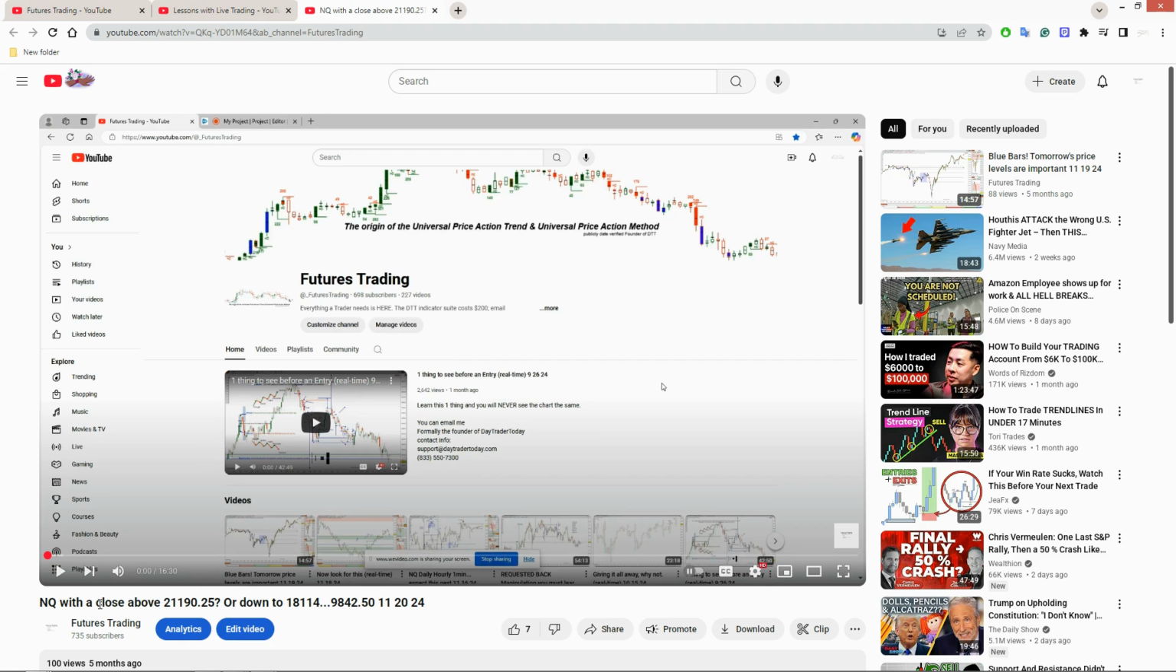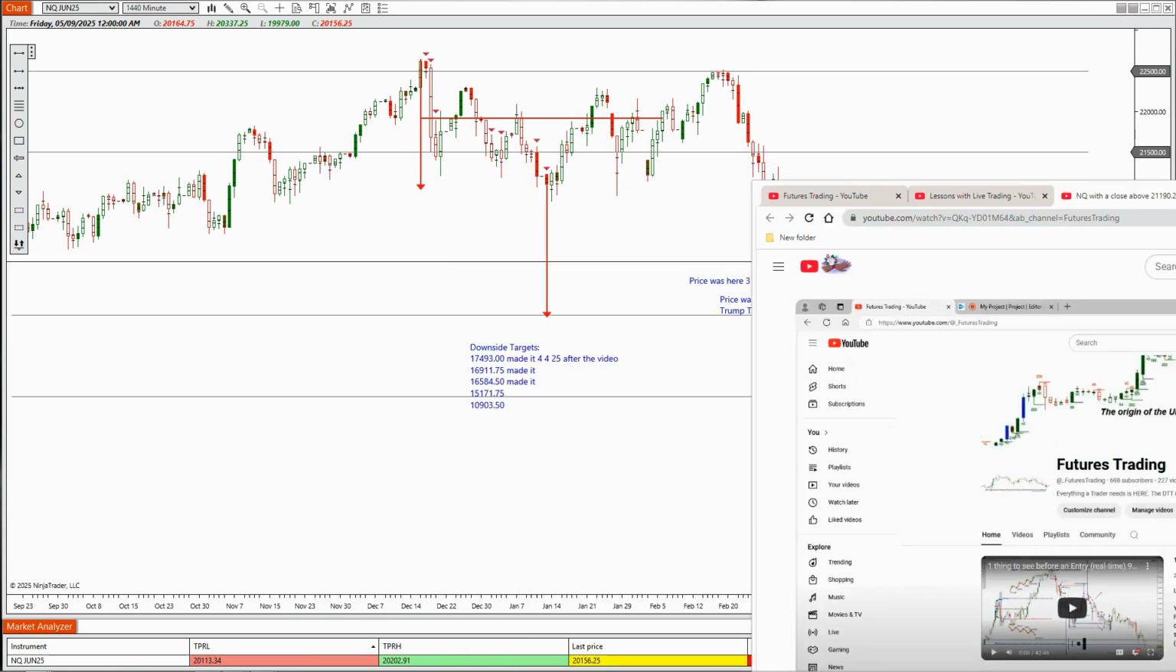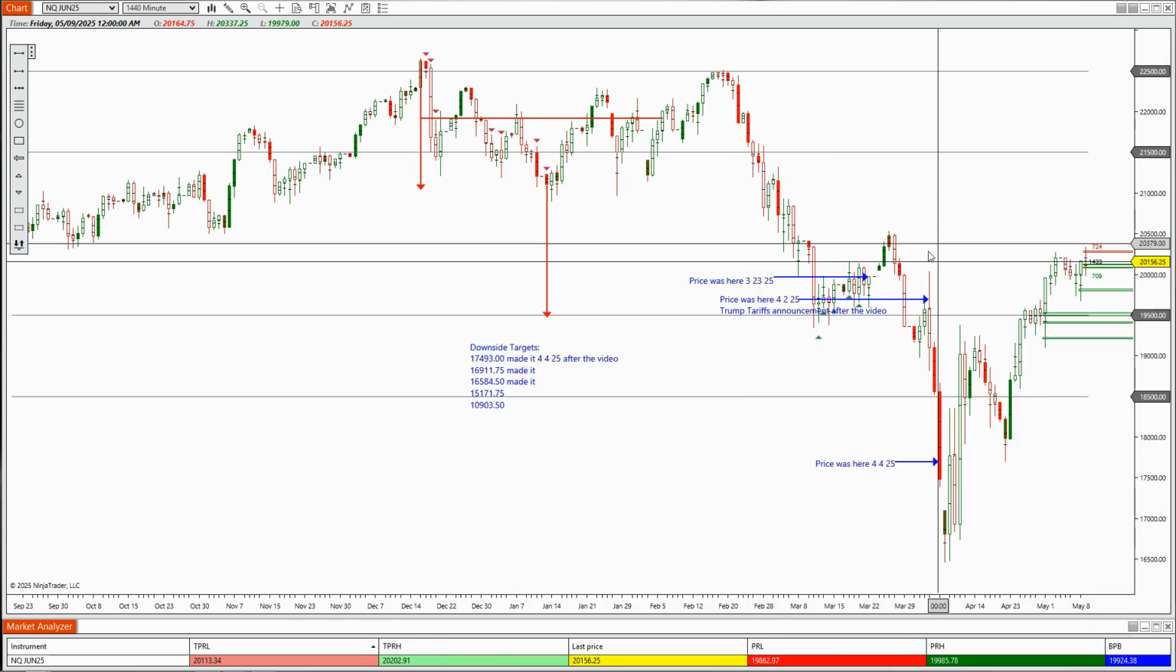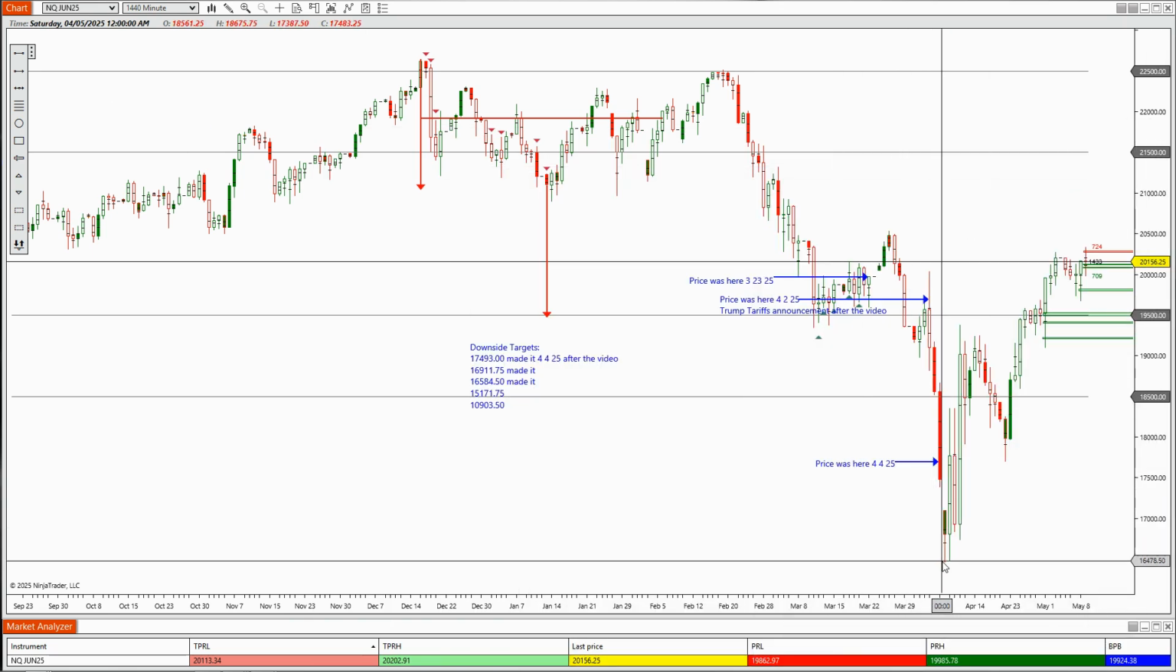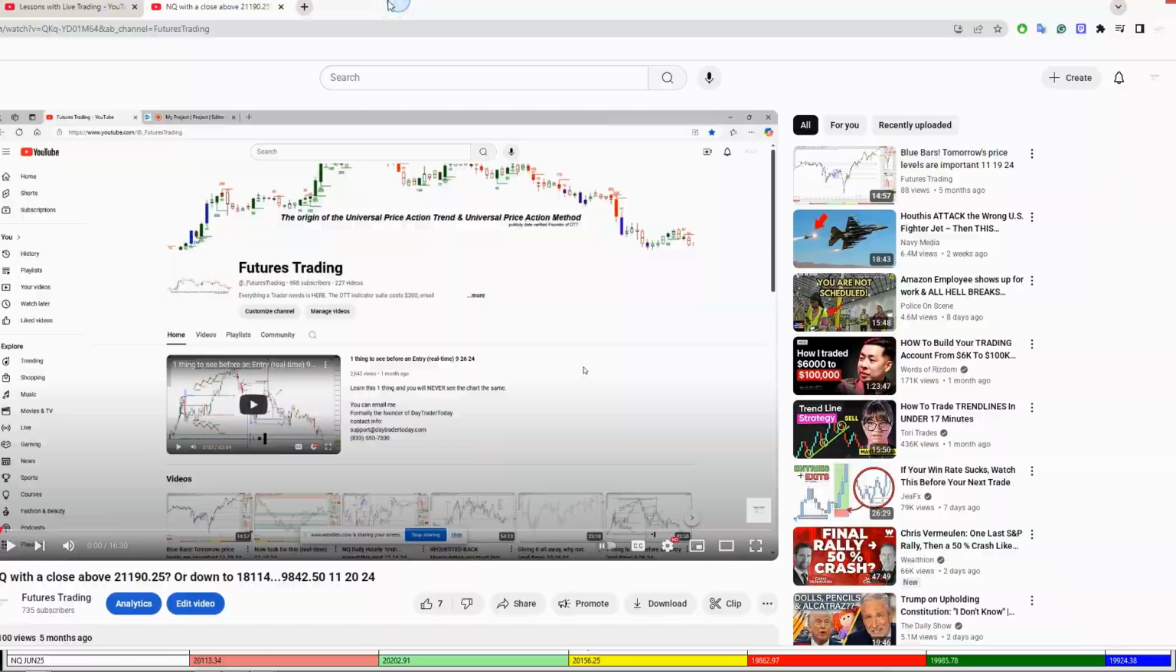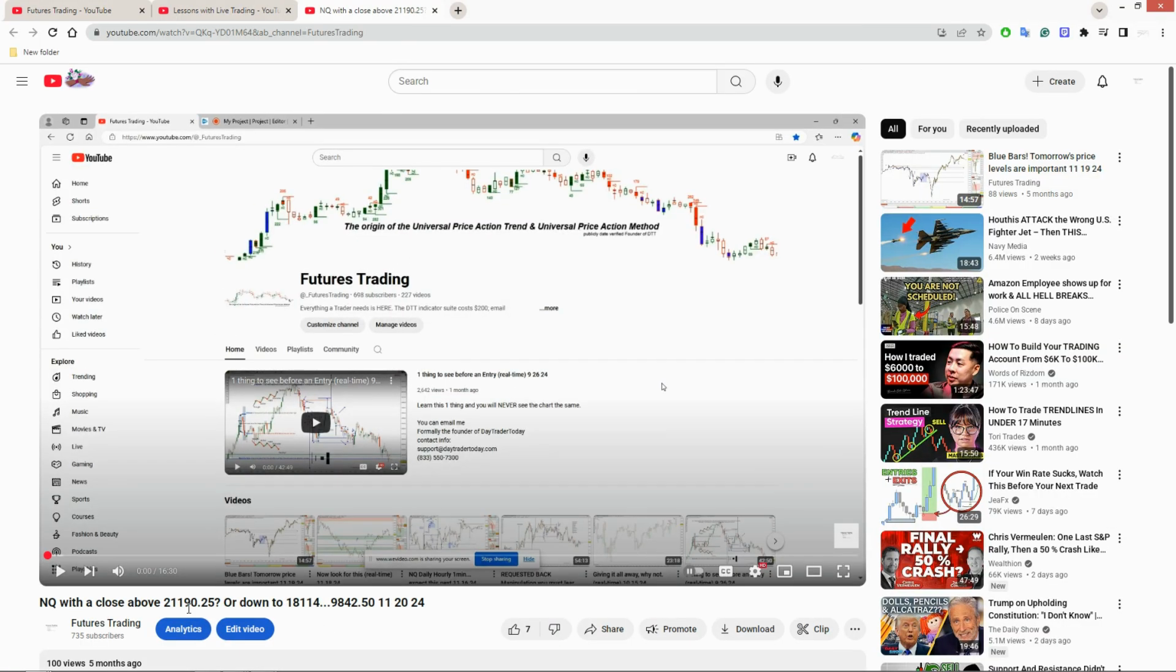This was 5 months ago. I said we need to close above 21,190 and a quarter, or we're going back down to 18,114, or possibly even lower. Let's take a look at that daily. Where did we come to? 16. And I was calling for that 5 months ago, and we ended up taking that drop.